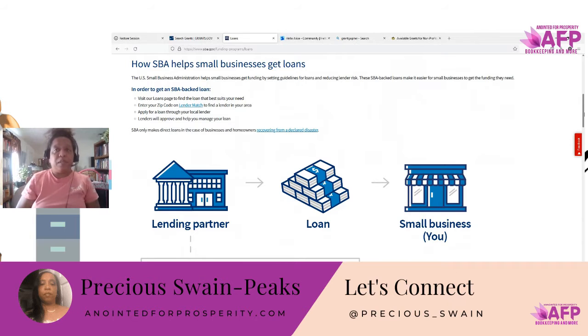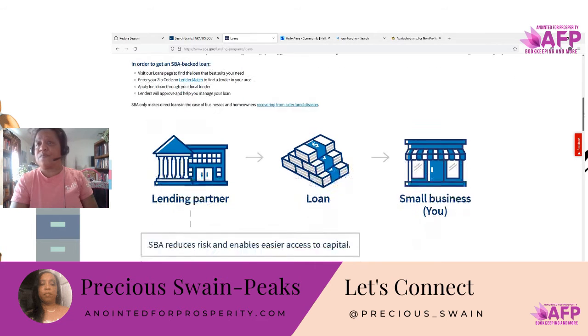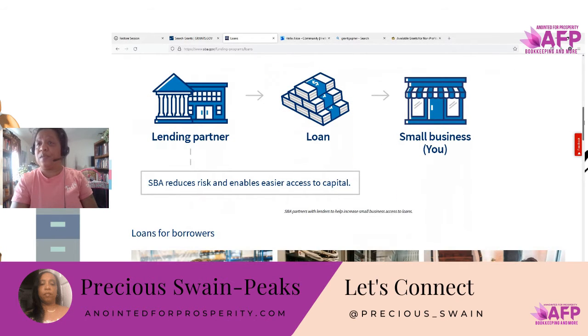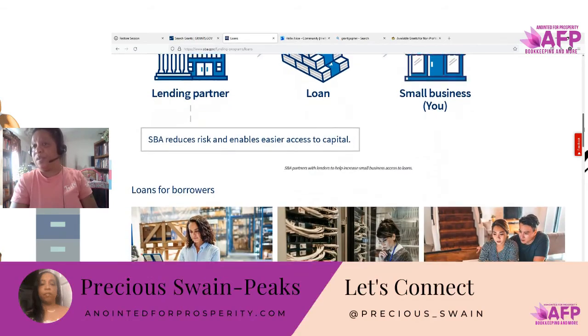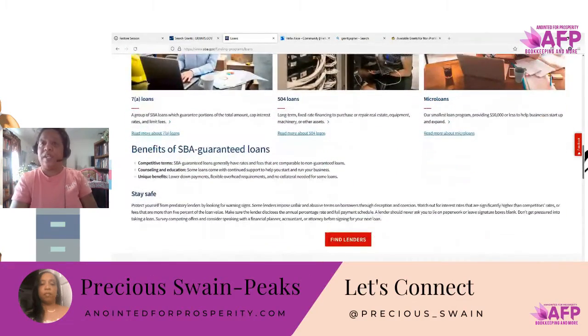And in order to get an SBA backed loan, you're going to have to visit their loan page, find the loan that best suits your needs, enter your zip, and find an SBA backed lender in your area. You find a lending partner, you get the loan, you work your business. As you see, they have the 7A loan, which is highly spoken of during this time frame. For more information on that one, you can go back a few episodes. I did do a walkthrough of the 7A loan.